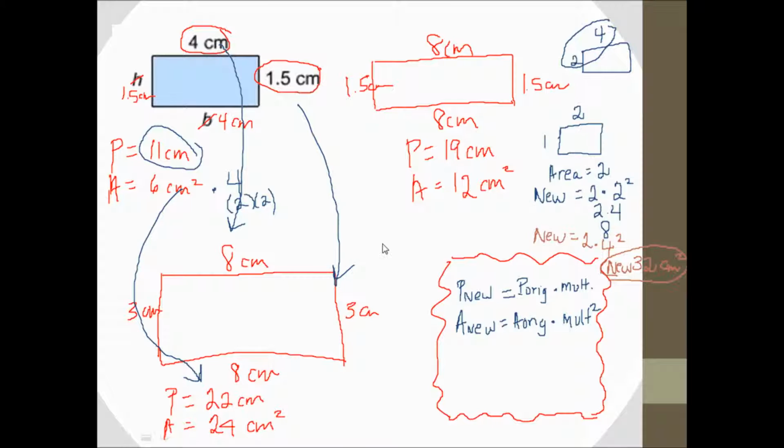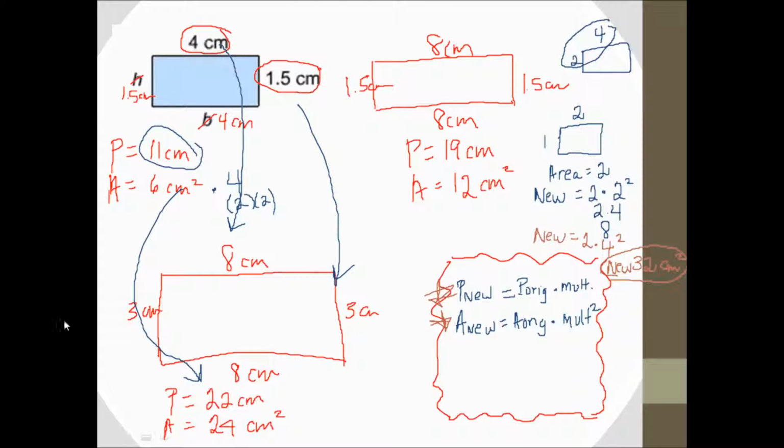Okay, so kind of remember these formulas. Your perimeter, you're just multiplying it by the multiplier, but your area, you're actually multiplying by its multiplier squared. It's always squared. Always squared. All right, so that's a 2-dimensional figure.